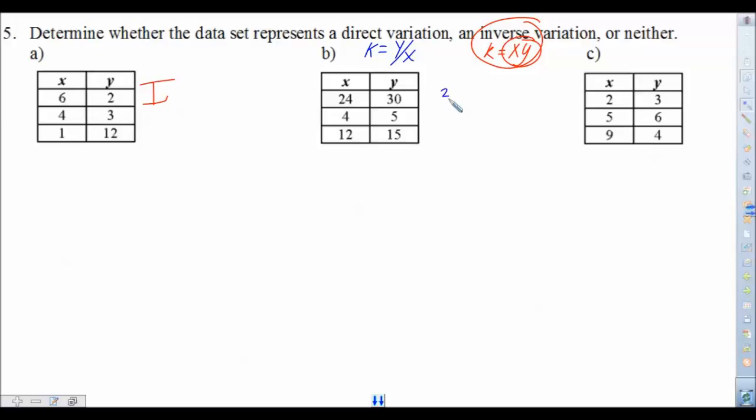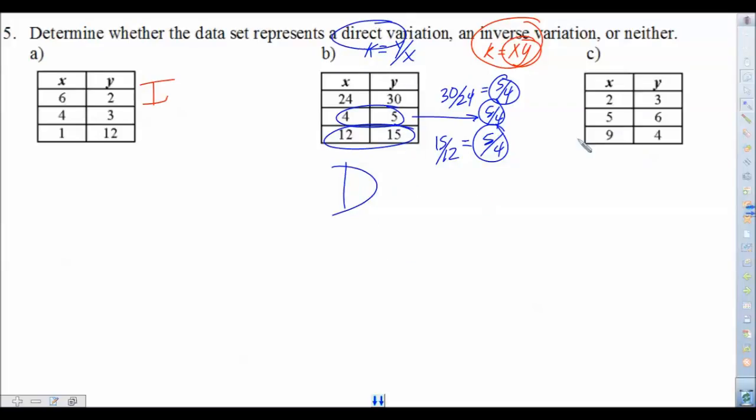30 divided by 24. Let's just reduce that fraction. We can divide both of those by 6. We get 5/4. And then 15 divided by 12, we can reduce that fraction. We can divide them both by 3. And when you divide them both by 3, you get 5 on top, and then 12 divided by 3 is 4 again. So 5/4, 5/4, 5/4 through division. So that's direct variation.